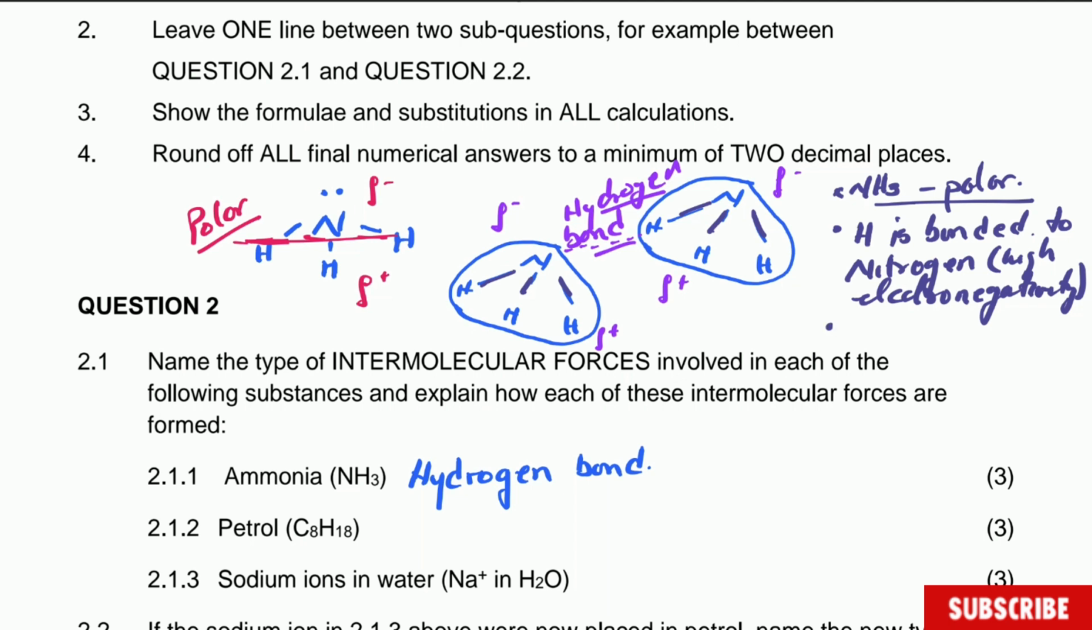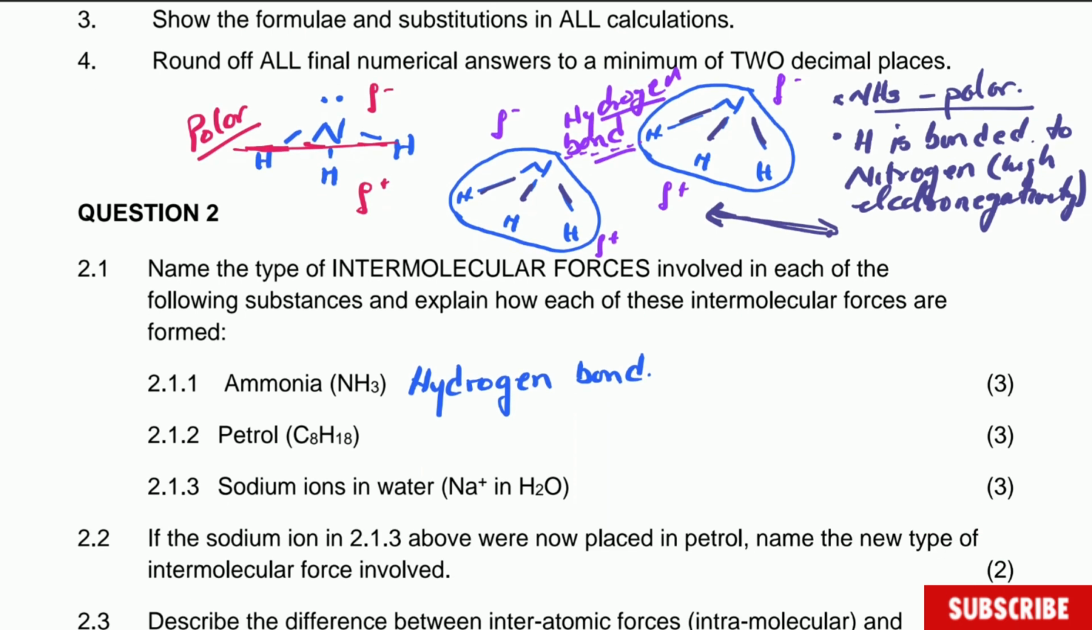Alright? And the last part you have to say is that the slightly positive of one molecule will be attracted by the slightly negative of the other molecule, which is what is drawn here, guys. This is what you have to answer or explain how the hydrogen bond is formed. I hope you understand. It's not that bad.